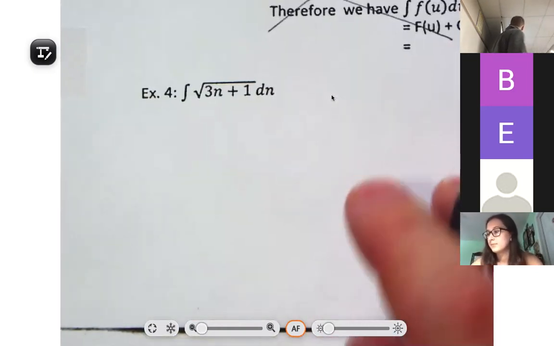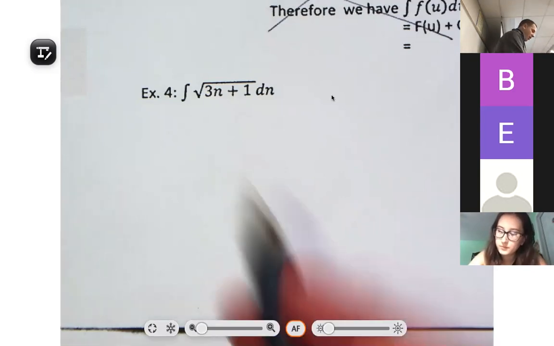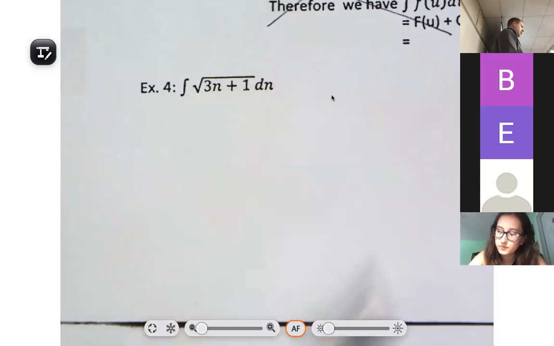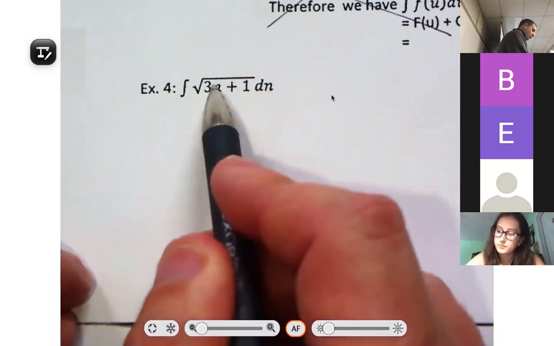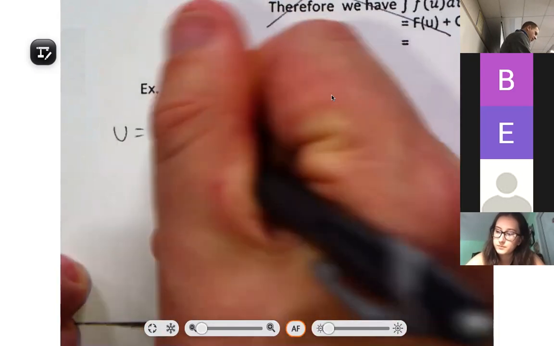All right. So I want to integrate the square root of 3n plus 1. So before you can do anything, though, you have to recognize when you need to do u substitution. That's the most important part. Kind of like when we learned chain rule for derivatives, you had to know when to do chain rule. It's not a hard rule to do, but a lot of people forget when to do it. As soon as you see a function inside of another function, you're going to have to do u substitution. So my innermost function is 3n plus 1. So I'm going to have u be 3n plus 1.